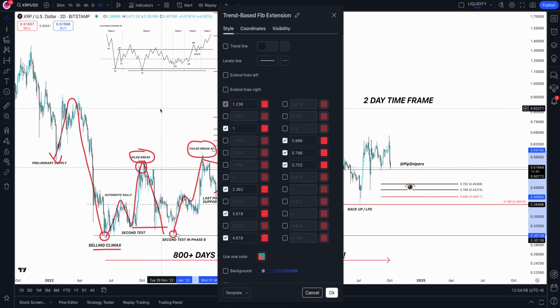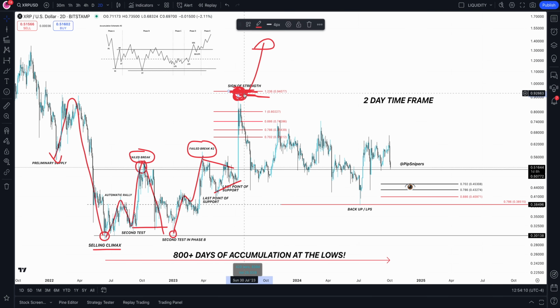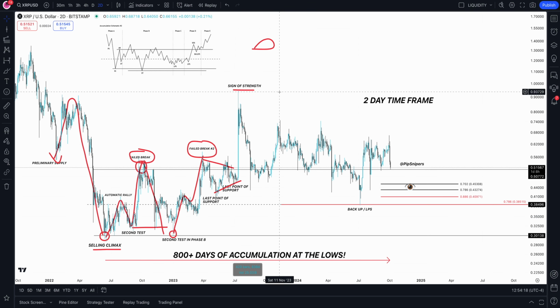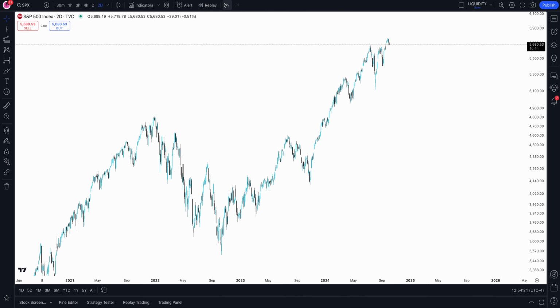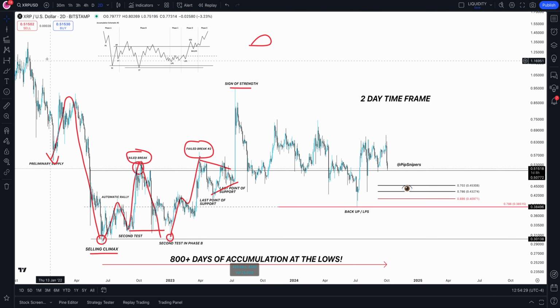Okay, if we go ahead and take a look at this on the logarithmic scale, you see how we perfectly hit the 1.236 extension over here, right at 94 cents. Okay, and then we came down for your backup phase. After your sign of strength phase comes in, you have to come back towards the top of the range for what's called your backup phase.